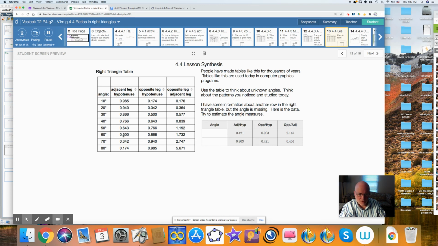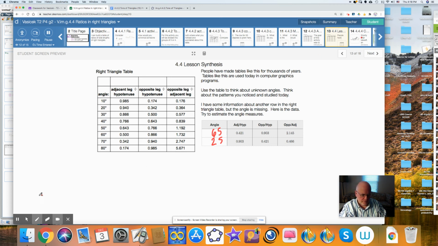Adjacent to hypotenuse, 0.421. It might be between 60 and 70. Maybe it's 65 degrees. And if this one is 65 degrees, then how much is this one? Let's see. The adjacent hypotenuse is 0.93. It better be the complement of 65, which would be 25. And sure enough, it's going to be between these two numbers. So it'll be somewhere around maybe 25. I don't know exactly what it is, but I'm just approximating based on the table that these complementary angles switch places with their opposite and adjacent sides.